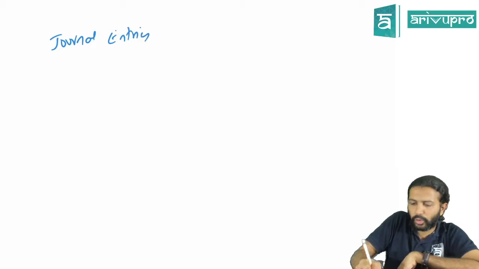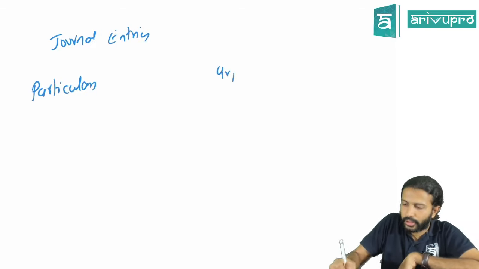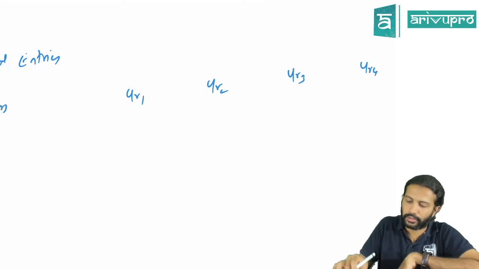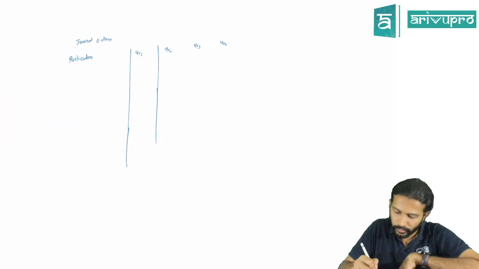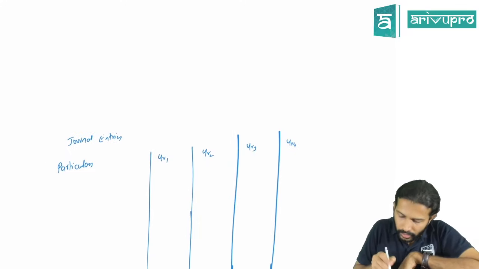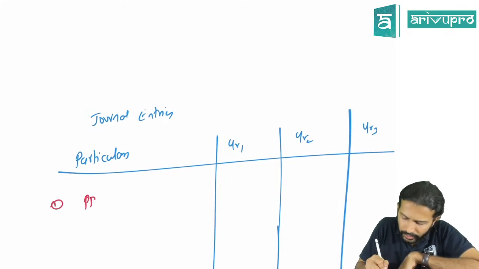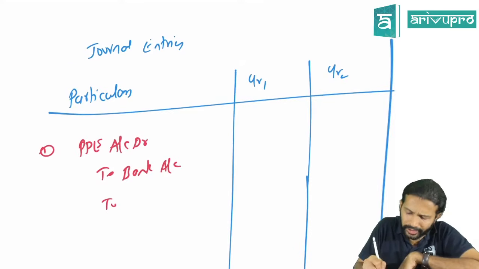From the beginning, we'll do it. Particulars, year 1, year 2. I think here they have given 4 years of data, so I'll have 4 years columns. Okay, first journal entry will be your property, plant and equipment, yes, that nuclear power plant. PPE account debit to bank account. Then I'll do a compound entry here.